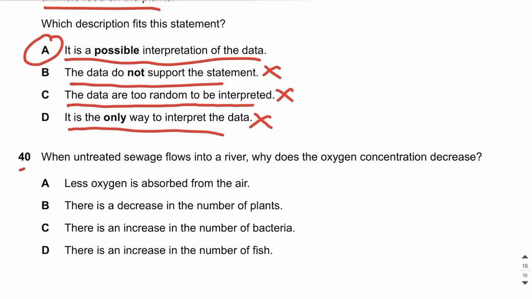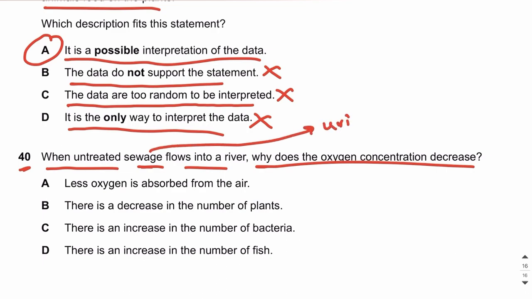Okay, MCQ number 40. When untreated sewage flows into a river, why does the oxygen concentration decrease? So guys, as you all know, sewage contains urine and feces, and urine and feces are decomposed by the bacteria present in the river. So whenever we dump untreated sewage, the untreated sewage contains urine and feces, right? And whenever you dump the untreated sewage into the river, the oxygen concentration in the river decreases.